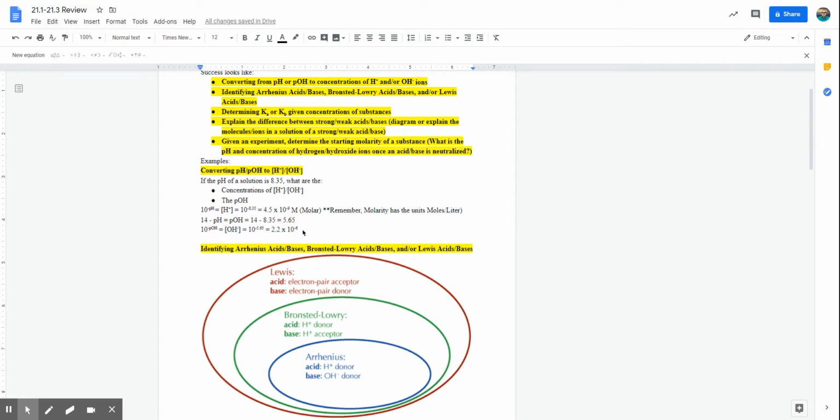I forgot to put the M for molar. So again, concentrations, if it's in brackets, need the units molar. If it's a pH or pOH, it's just a value or a number.